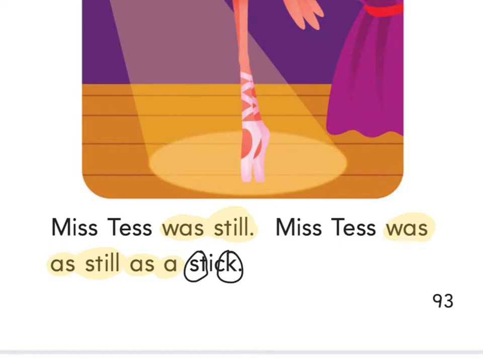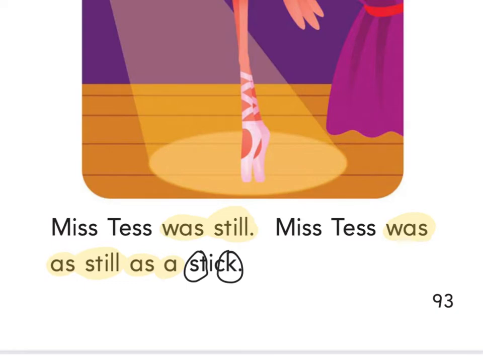Okay, let's read together. Fingers under the word miss. Everybody get your finger on the word miss. Ready and read. Miss Tess was still. Miss Tess was as still as a stick.